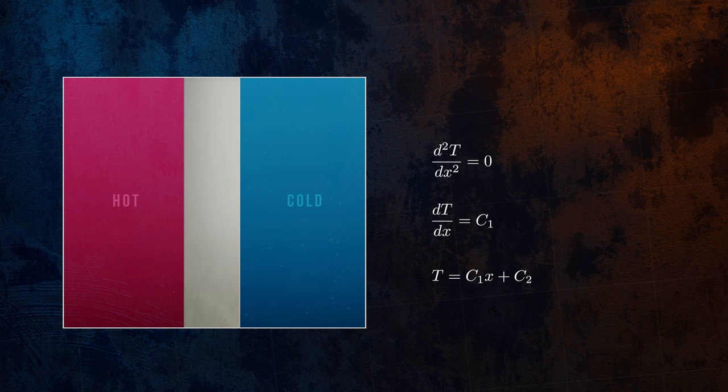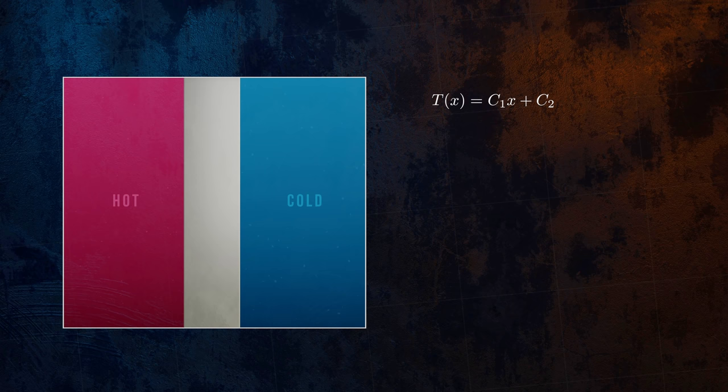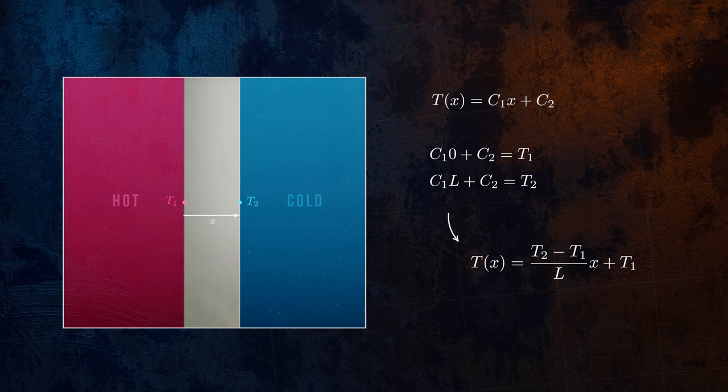All we need to do to calculate C1 and C2 is apply the boundary conditions. We don't need to consider the initial conditions because this is a steady-state case. At x equals 0, T is equal to T1, and at x equals L, it's equal to T2. We end up with an equation that defines the temperature distribution, which is linear like we assumed at the start of the video.